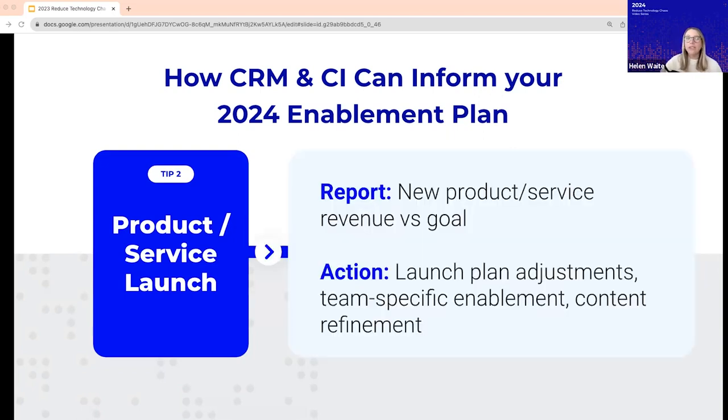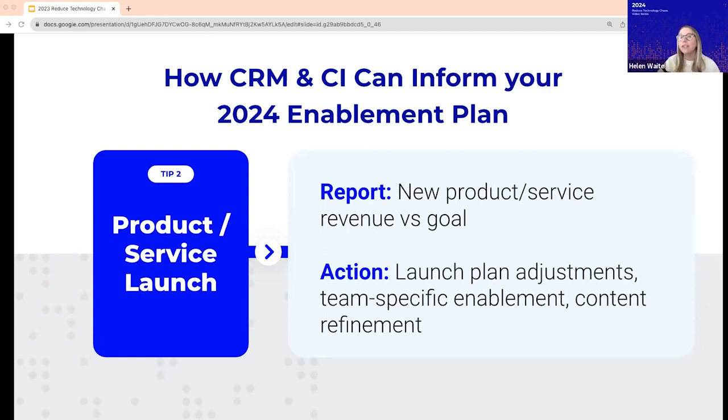How you'll do that is looking at a report for a new product or service launch, what revenue you made on that launch versus your goal. So maybe you launched a new service into the market and you're looking at how you performed on that launch versus your goal. Maybe you didn't quite reach that revenue goal for that new product or service, and you want to reinforce that going into the new year.